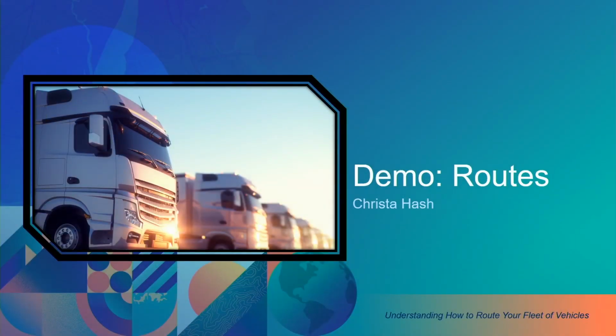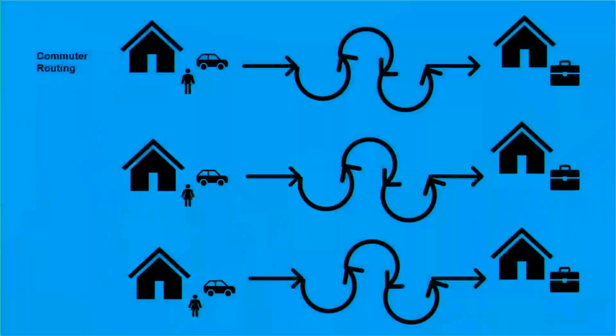Christa, how about a quick demo of the route solver? Thanks, Heather. So for this demo, we're going to take a look at using the route solver to route 3 commuters from their homes to their separate workplaces. Each commuter has a unique origin and a unique destination, and we need to optimize the route for each.